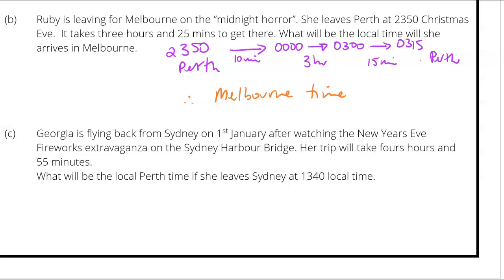That's the Perth time, so that's what her family will know. If she were to call them the minute she arrives, it will be 3:15 Perth time in the morning. However, when you arrive in Melbourne, that local time is 3 hours ahead of Perth time. And hence Melbourne time will be 6:15 in the morning, or 0615.